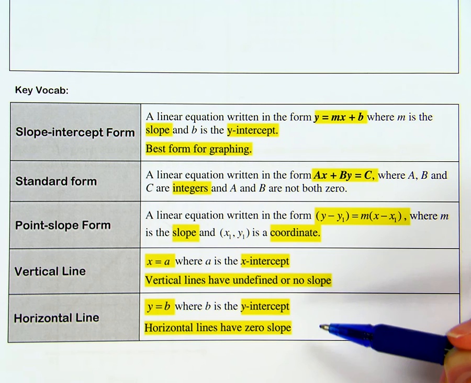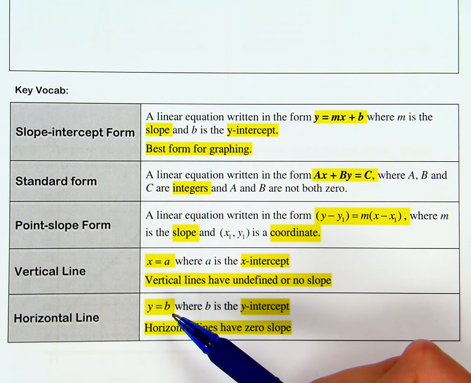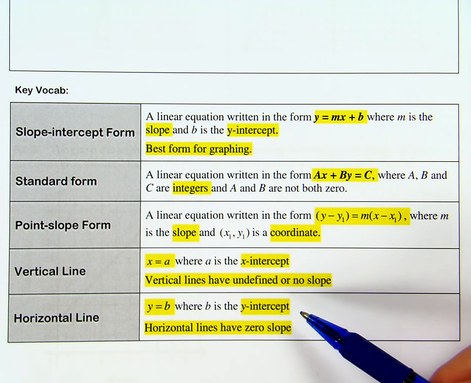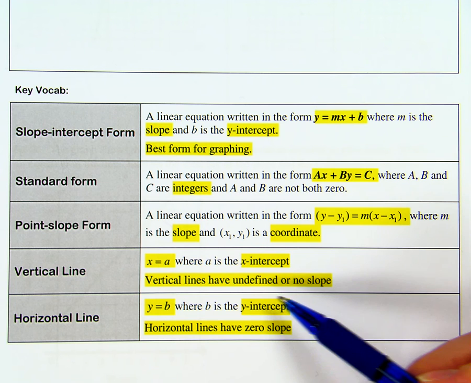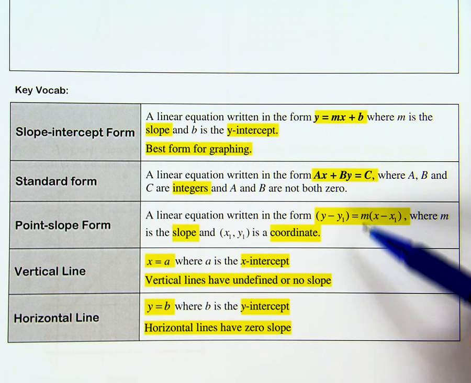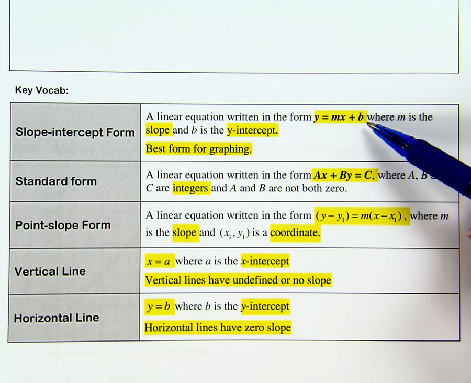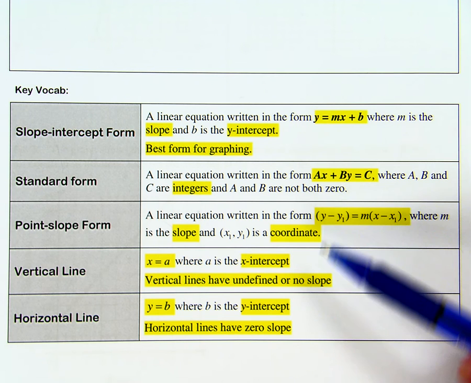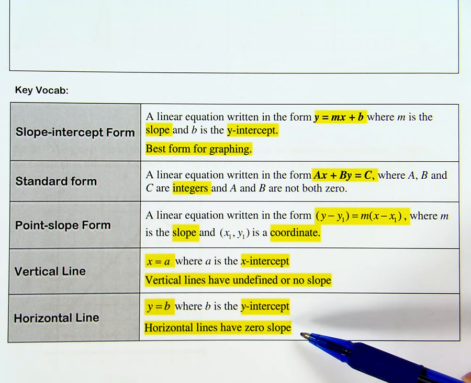Last but not least, we have the horizontal line, y = b, where b stands for the y-intercept. So this b is the same as our b in the slope-intercept form. Again, it's important to note that the slope for our horizontal line is 0 slope.